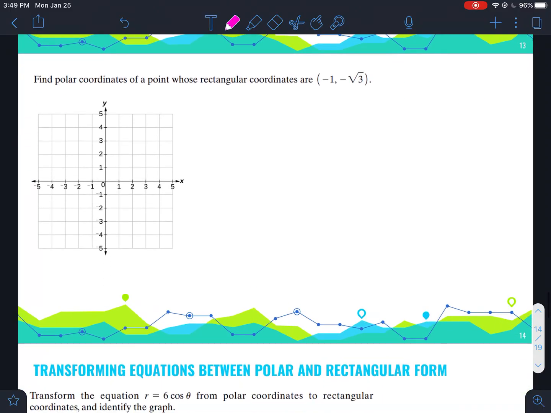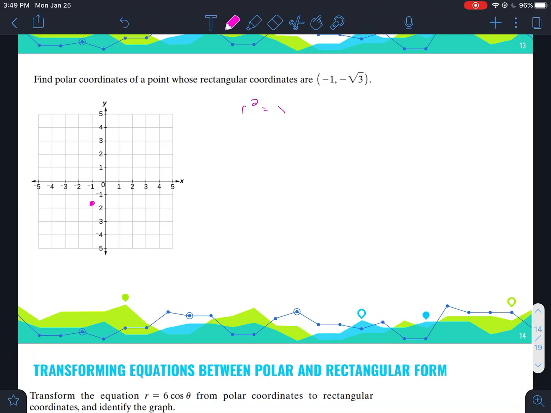All right, so why don't you guys pause the video and try to find the polar coordinates that would go with the rectangular coordinates negative 1, negative square root 3. All right, so negative 1, negative square root 3 would be probably about right here. So that would be where we would be, negative square root 3, sorry. We would be down here, so that would be where it would be rectangular.